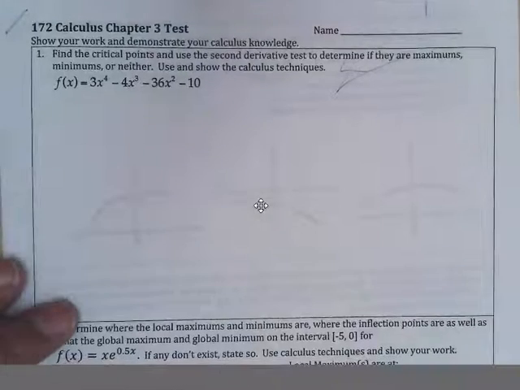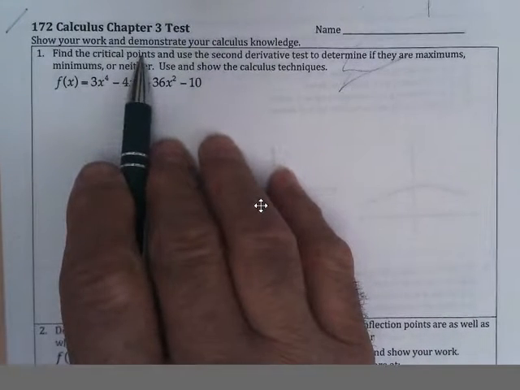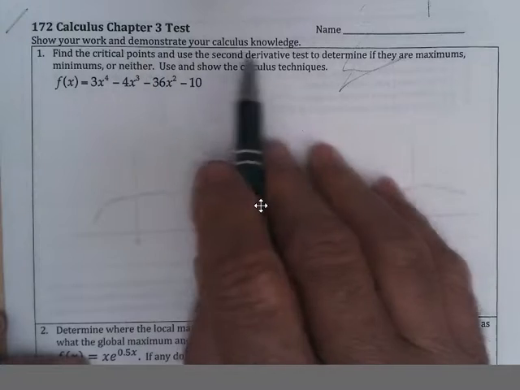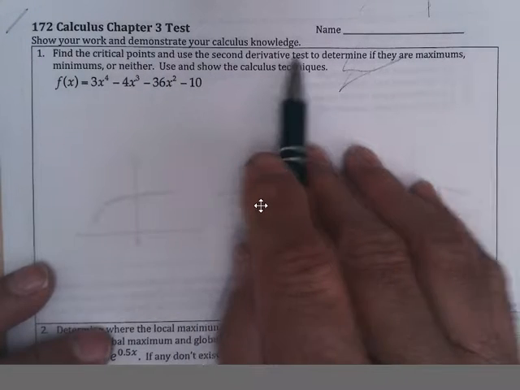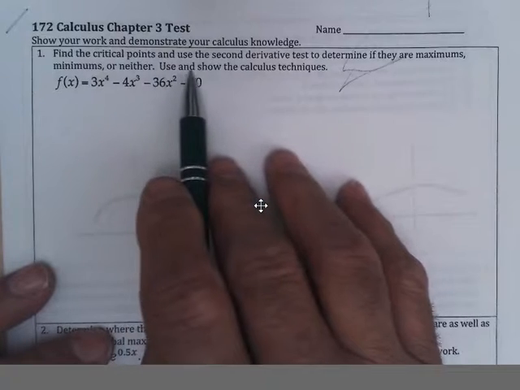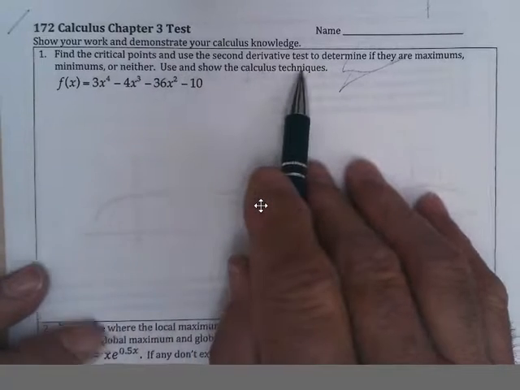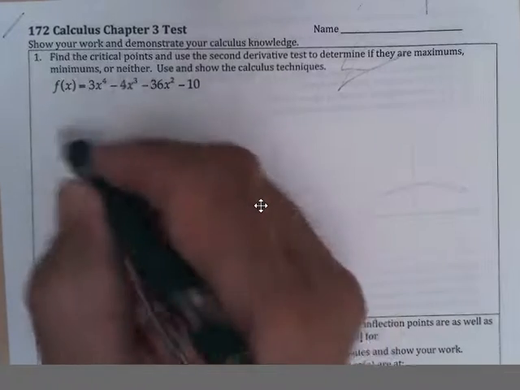The Chapter 3 test. Find the critical points when the first derivative is equal to 0, and use the second derivative test for curvature at those points. Determine if they are max or mins or neither. Use and show your calculus techniques. Yes, you can just graph and know these, but let's use our calculus techniques.